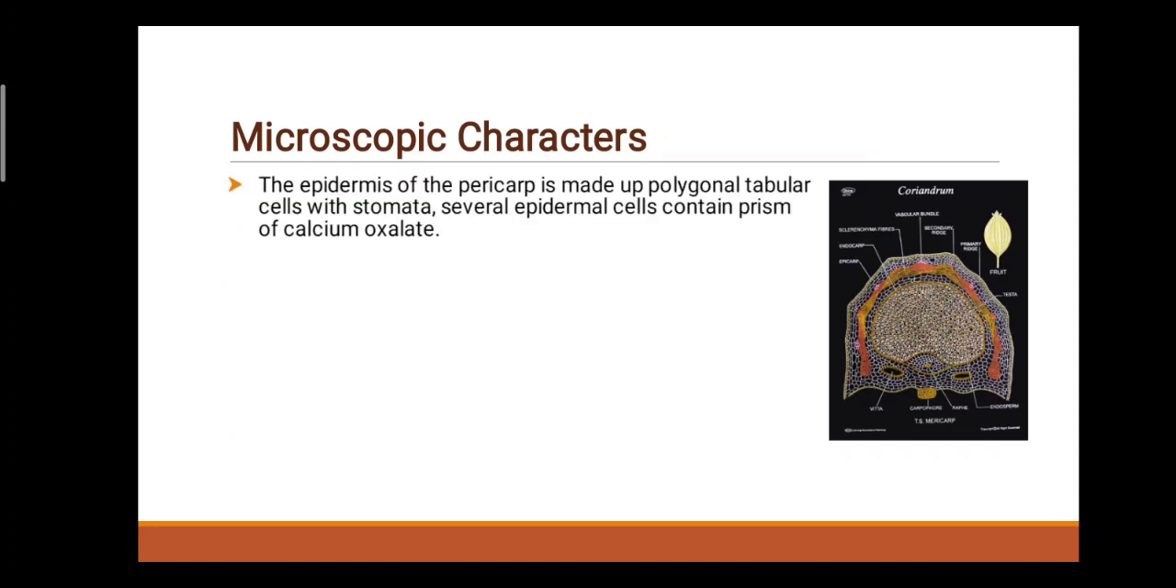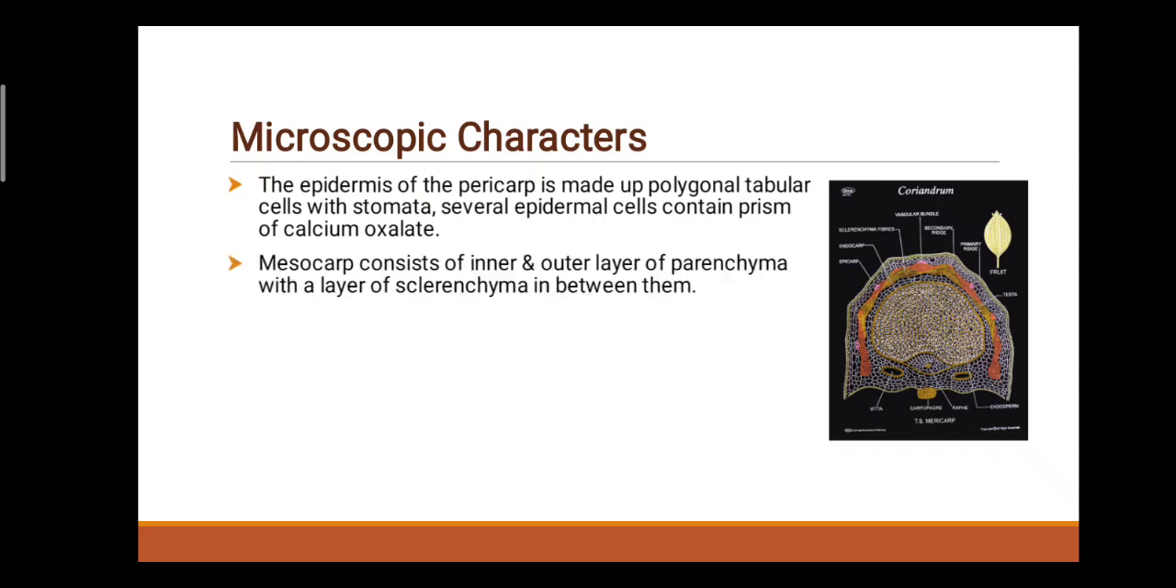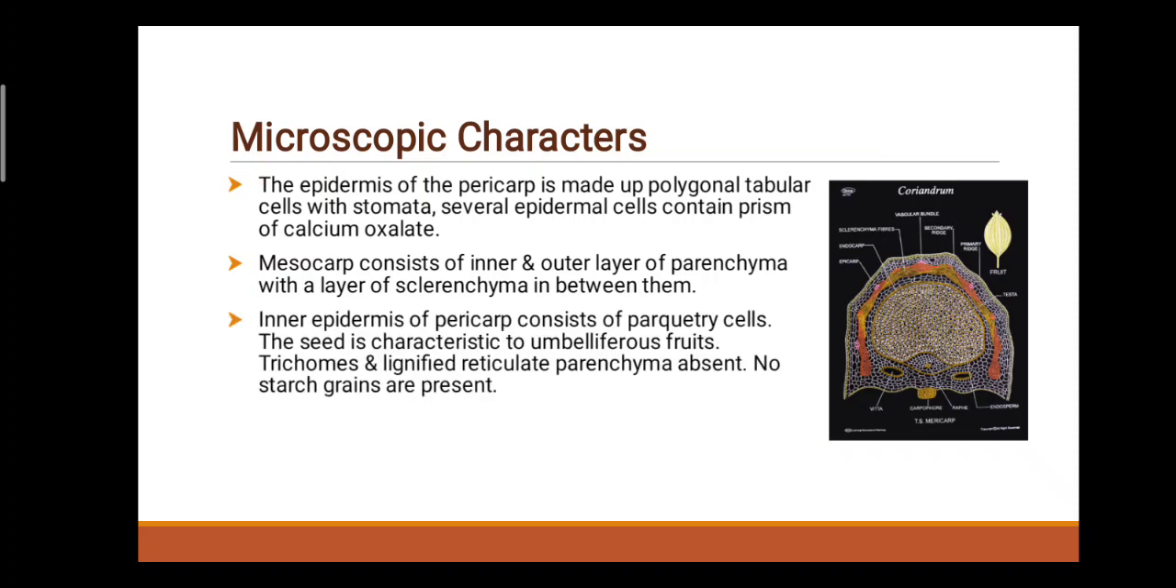Microscopic characters. The epidermis of the pericarp is made of polygonal tubular cells with stomata. Several epidermal cells contain prisms of calcium oxalate. Mesocarp consists of inner and outer layers of parenchyma with a layer of sclerenchyma in between them. Inner epidermis of pericarp consists of secretory cells. The seed is characteristic of umbelliferous fruits.